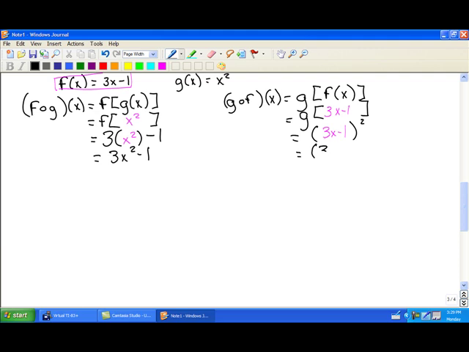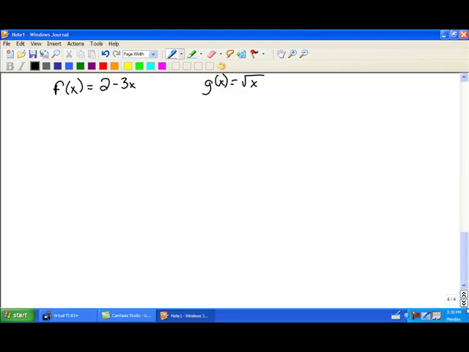3x minus 1 squared really means 3x minus 1 times 3x minus 1. Use your distributive property or FOIL for 9x squared. Outer terms are negative 3x. Inner terms are negative 3x. Last terms are going to give us a positive 1 when we multiply. We're cleaning up for 9x squared minus 6x plus 1. Let's look at one more example and then we'll use some numbers.